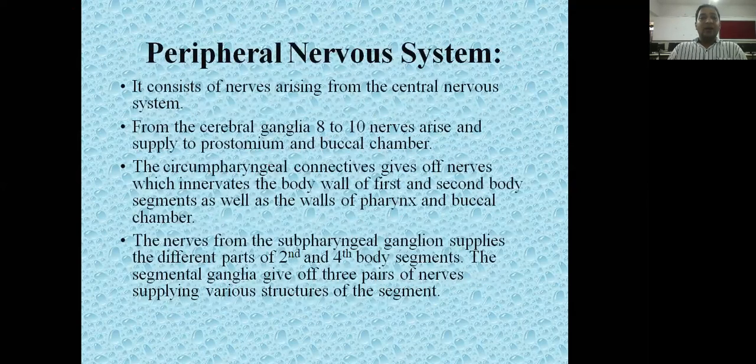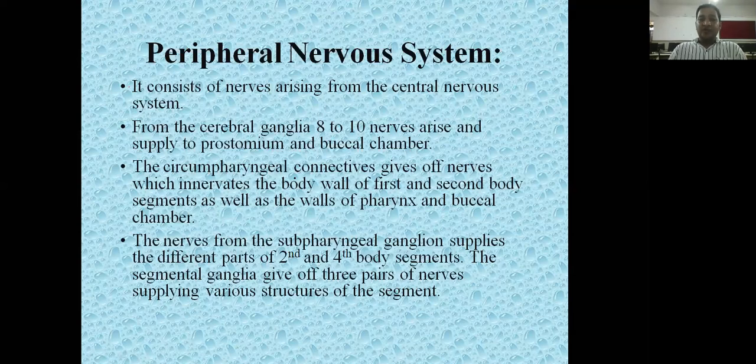Now, the peripheral nervous system. It consists of nerves arising from the central nervous system. From the cerebral ganglia, 8 to 10 nerves arise and supply their network to the prostomium and the buccal chamber, or the anterior part of the alimentary canal.